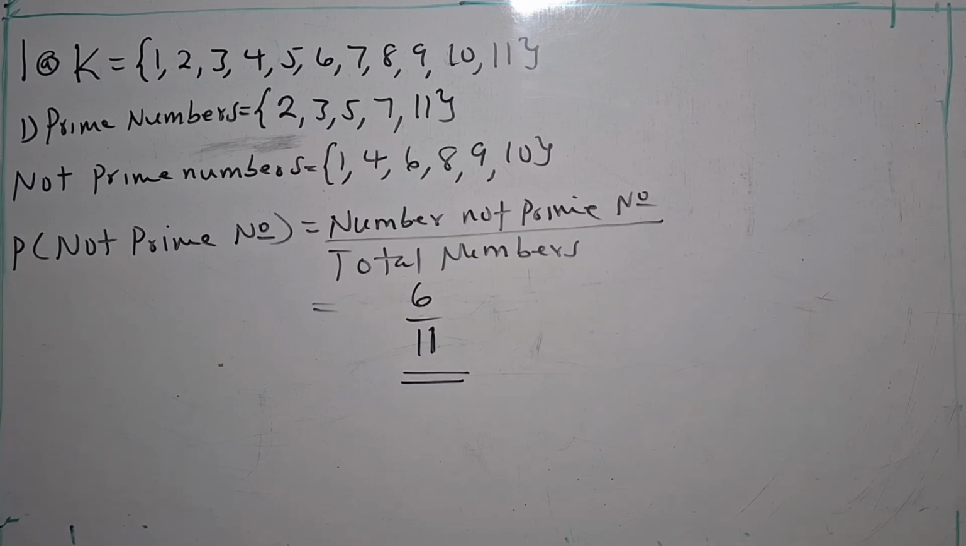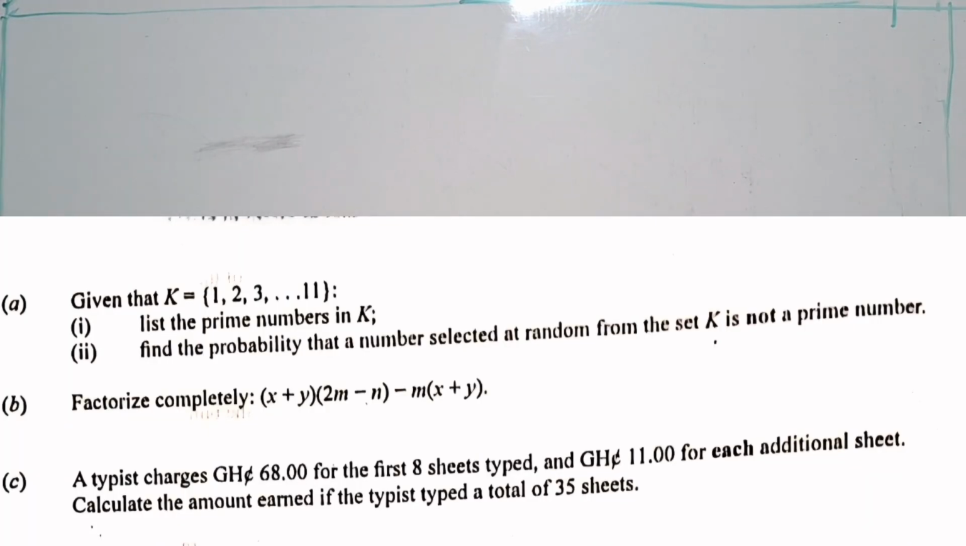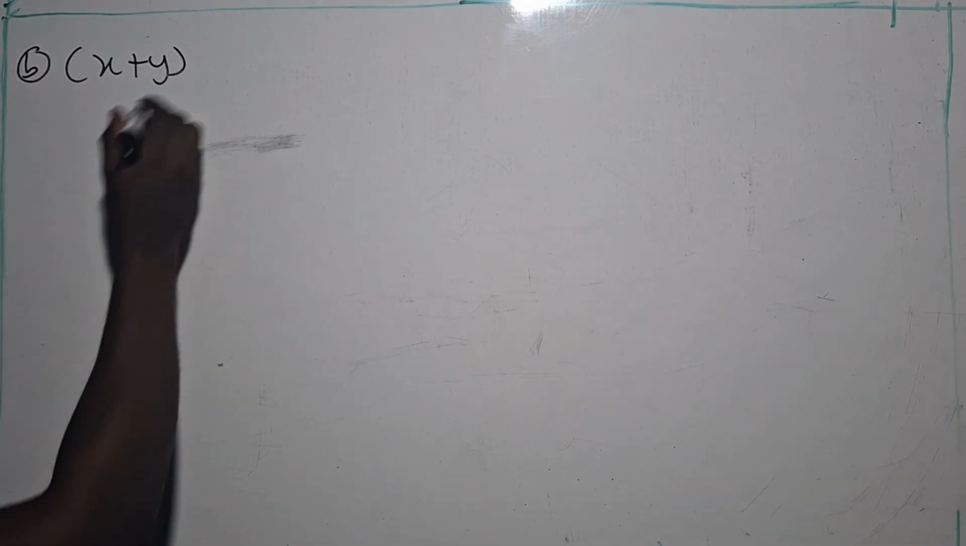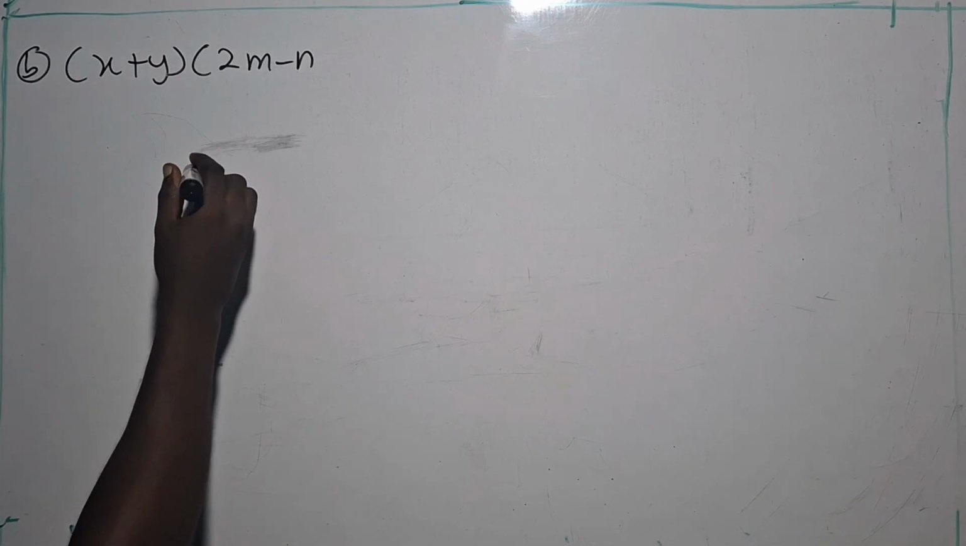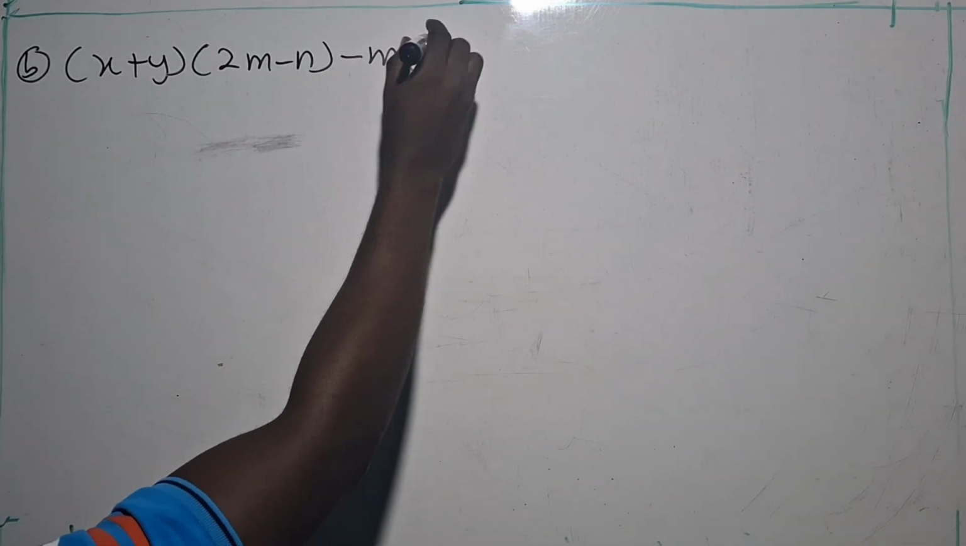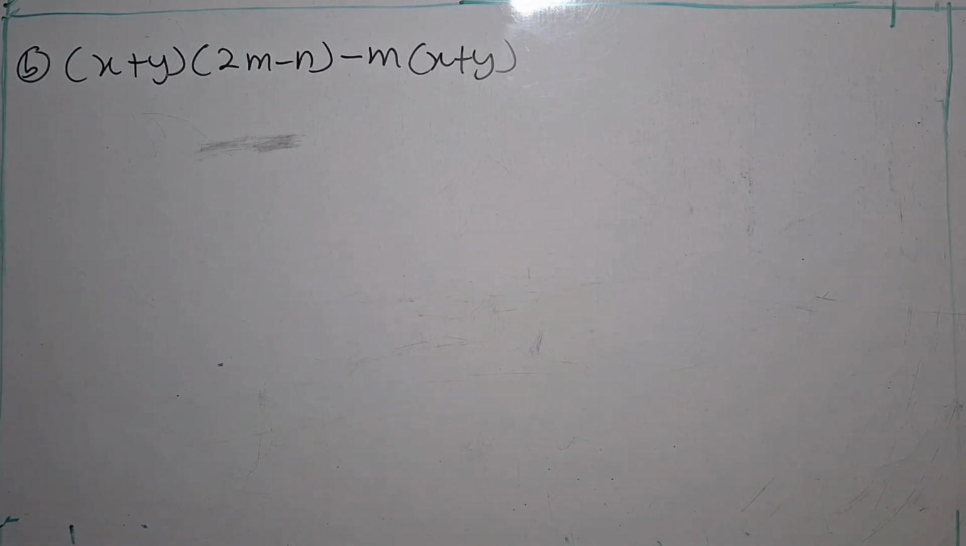So let's take the D. As is also on the screen, we have to factorize completely: (x + y)(2m - n) - m(x + y). Factorization is available on my channel. The questions are straightforward but tricky. You have to think, and you have to apply.